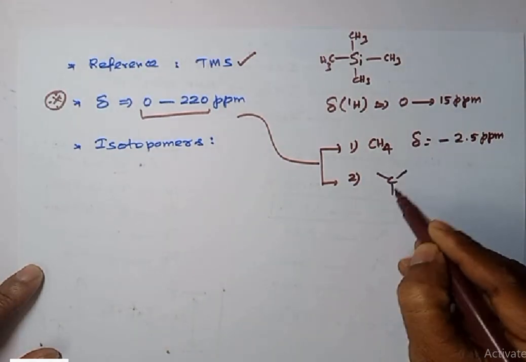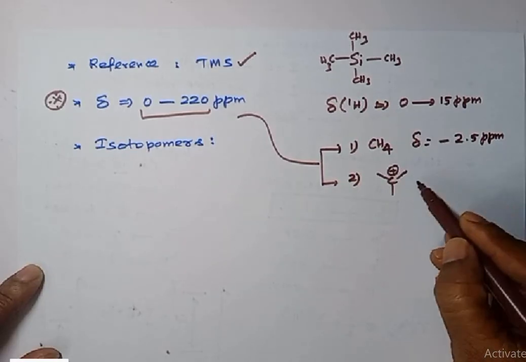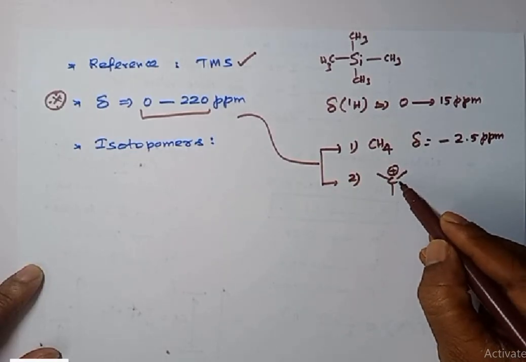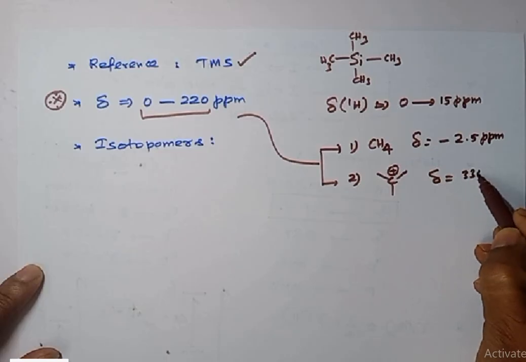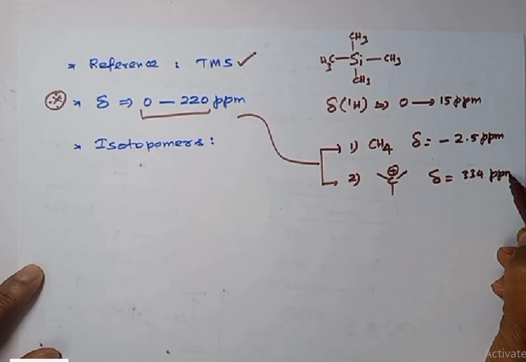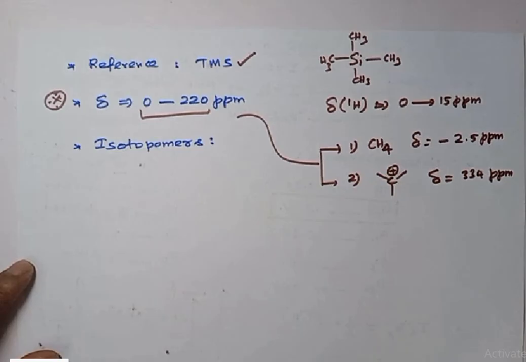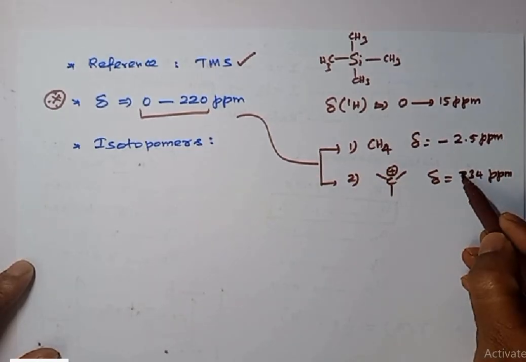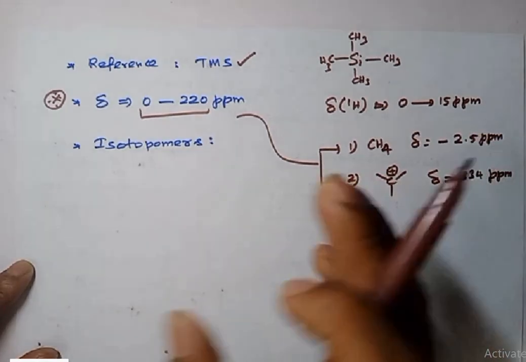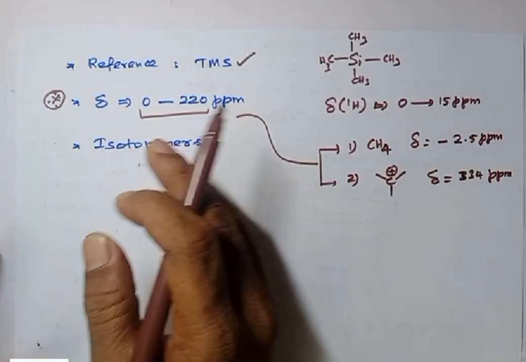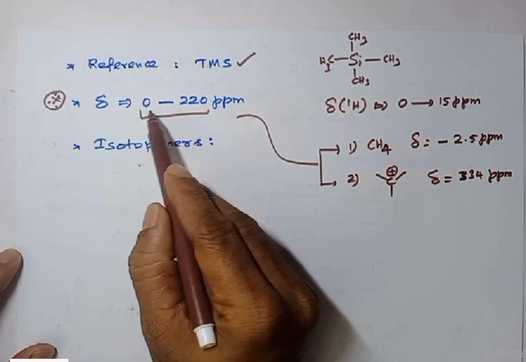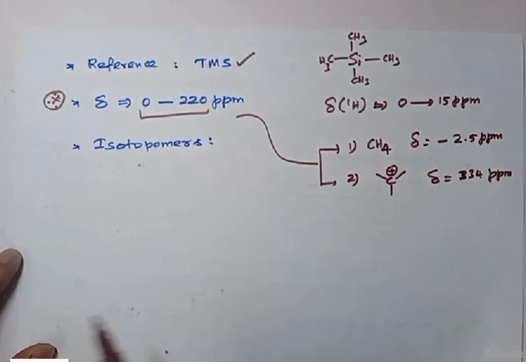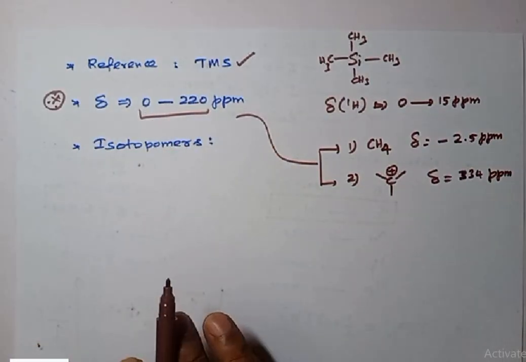Listen, carbocations. This carbocation carbon appears with a chemical shift of 334 ppm. Very, very high. So these 2 are exceptions. Apart from these 2, all other carbons present in any molecule will appear in the range of 0 to 220 ppm. Keep this in mind.